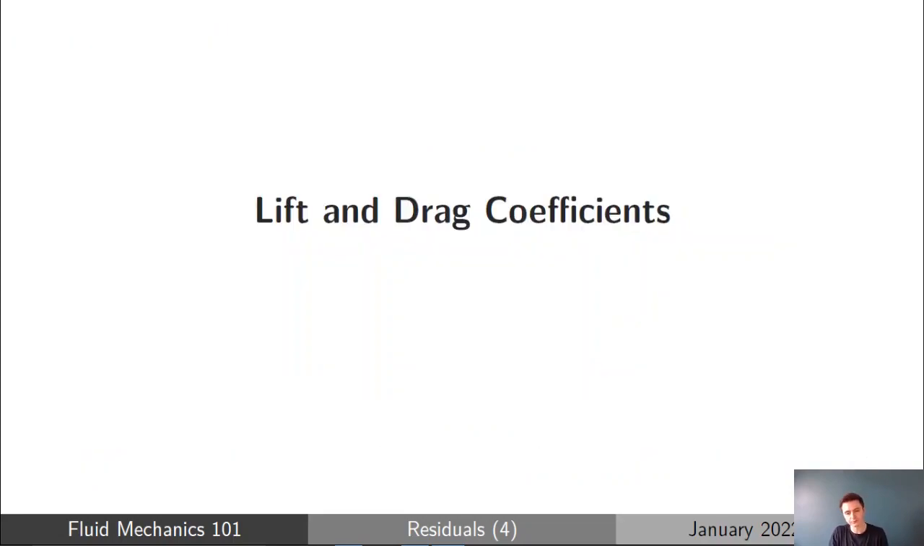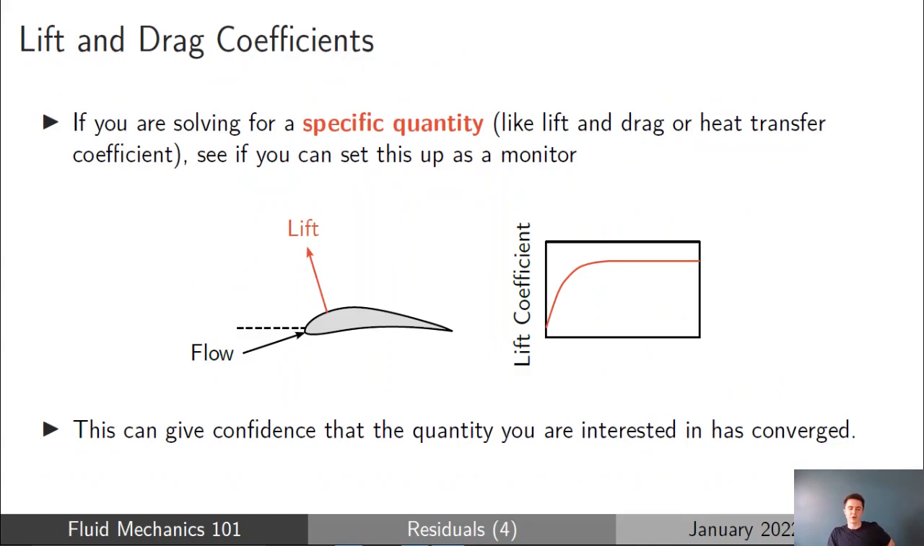Now, some of you may be looking at a specific quantity when you're calculating your CFD solution. So, for example, if you're solving the flow around an aerofoil or a lifting body, you may be interested in the lift coefficient or the drag coefficient. And it's really useful to set up this specific quantity as a monitor. The reason for doing that is that if you can set up the quantity that you're interested in as a monitor, you can monitor it specifically and check that it's converging.